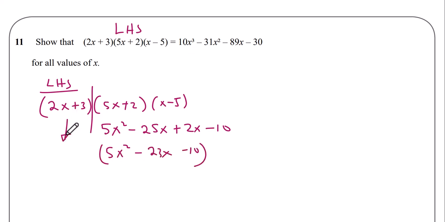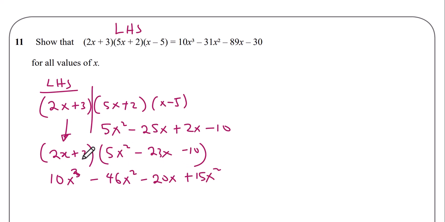Then bring this down, which is 2x plus 3. Again, expand that. 2x times 5x squared is 10x cubed, and 2x times minus 23x is minus 46x squared, and 2x times minus 10 is minus 20x. Again, 3 times 5x squared is 15x squared, 3 times minus 23x is minus 69x, and 3 times minus 10 is minus 30.